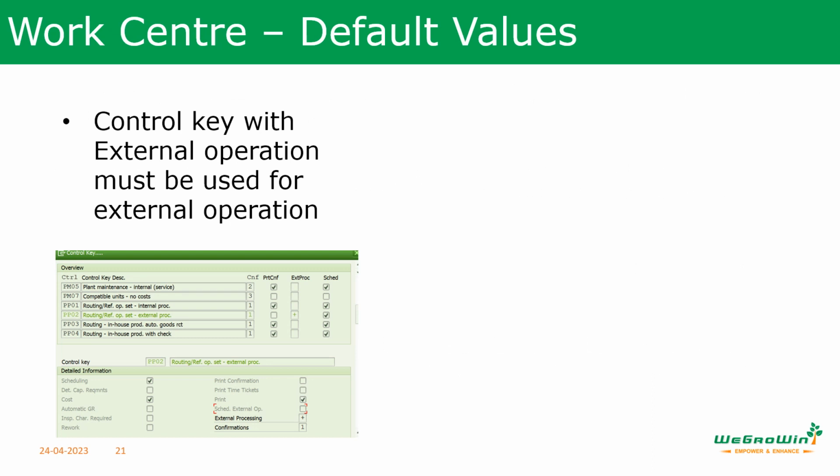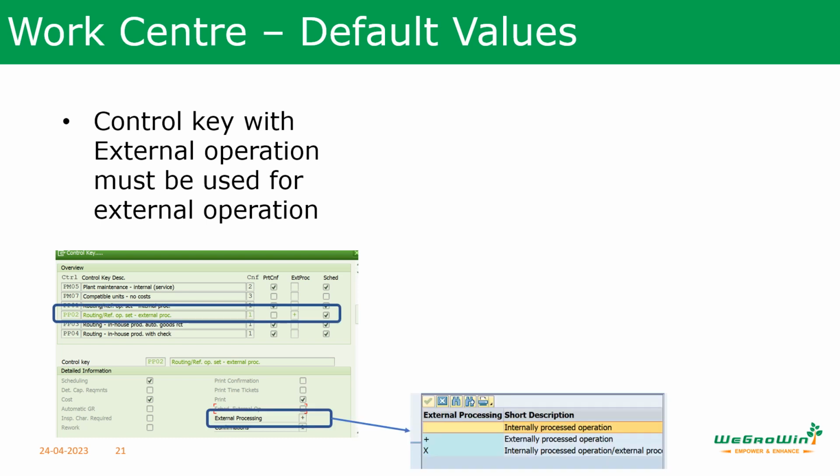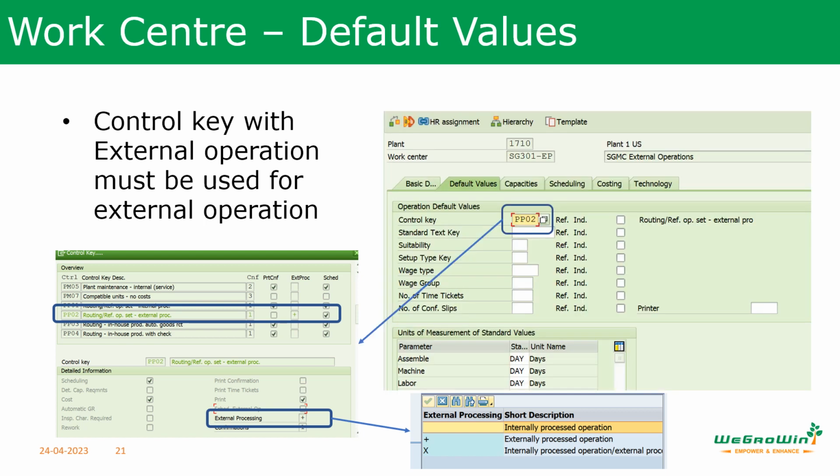For external operations, a control key with external processing must be used. Here we see PP02 is having external processing with the option plus mark. This is as per the standard settings. If we select the X mark, both internal and external are possible. So normally this PP02 may be assigned to the work center as a default control key in the default values. Just to add, the work center basic data may be created like regular work centers.